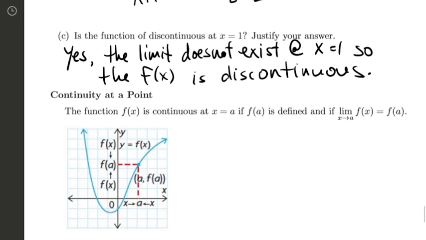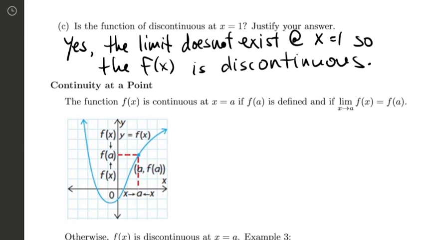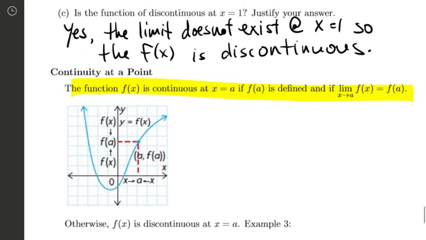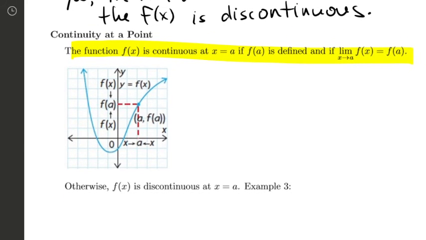Continuity at a point. The function f of x is continuous at x equals a if f of a is defined and if the limit as x approaches a is equal to f of a. Just a reminder, what is that definition of continuity? Whenever you're asked if a function is continuous, you must follow the definition of continuity. You must find the left-hand limit, the right-hand limit, the two-sided limit, and check if it's equal to the defined value of f of a. If it's not, then the function is discontinuous.